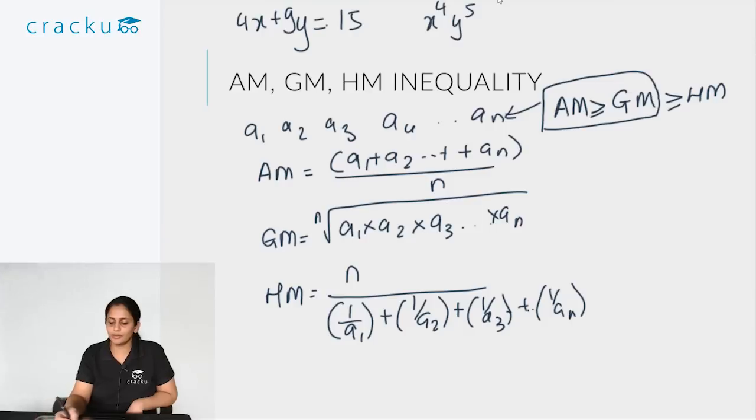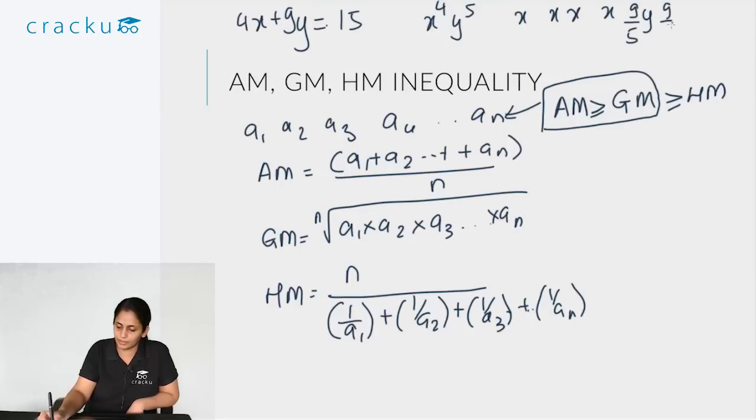So essentially now you have to find the maximum value of x raised to 4 into y raised to 5, and you are just given this. So what you have to do is split up x in such a way that you have 4 terms containing x and 5 terms containing y. So I will convert this into 4 terms containing x, so there will be x, x, x and x, and this I have to convert into 5 terms containing y, so that is 9 by 5y, 9 by 5y, 9 by 5y, 9 by 5y and 9 by 5y.